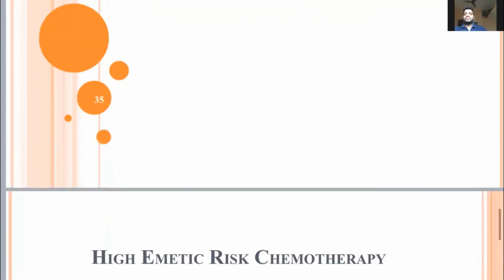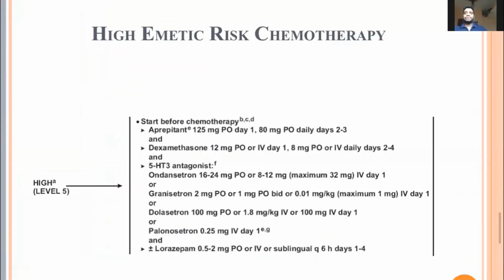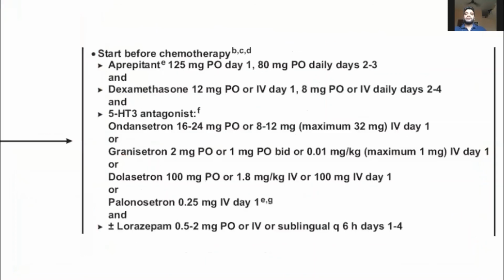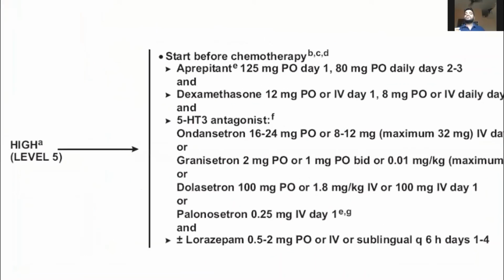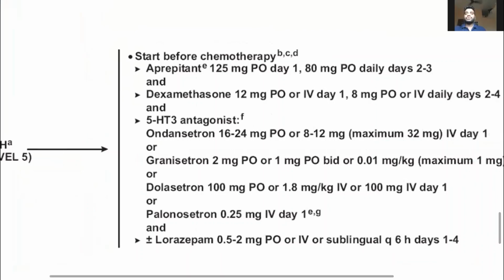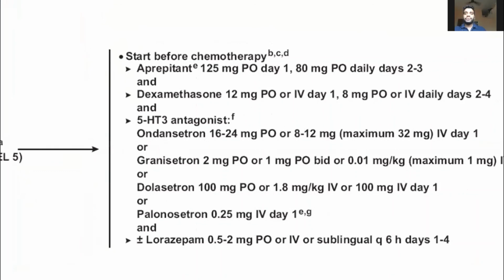So prevention of emesis, how will you prevent? Most of the time, you have to give the antiemetic drug before starting the chemotherapy. So if you are using a highly emetogenic antineoplastic drug, you start aprepitant 125 milligram per oral on day 1, and then 80 milligram per oral on days 2 to 3.